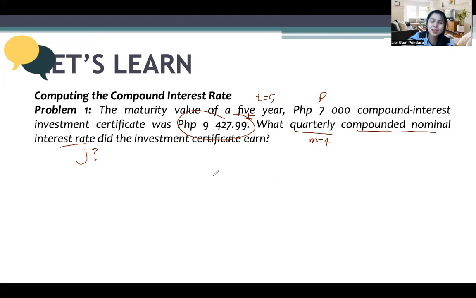Now with this one, you cannot solve for I, right? Because your I has the J on it. So I suggest you write it in full. F equals P times 1 plus, it should be I, right? But I is equivalent to J over M. So you can write it as J over M to the power of N. Okay, our N is M times T. That's 4 times 5 to the power of N.